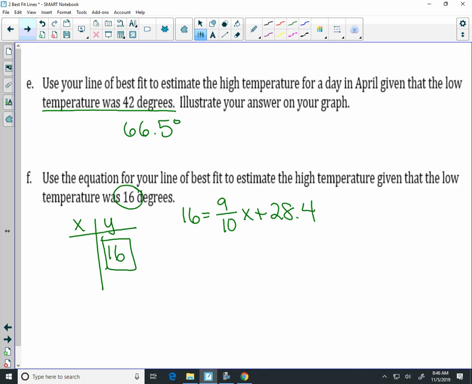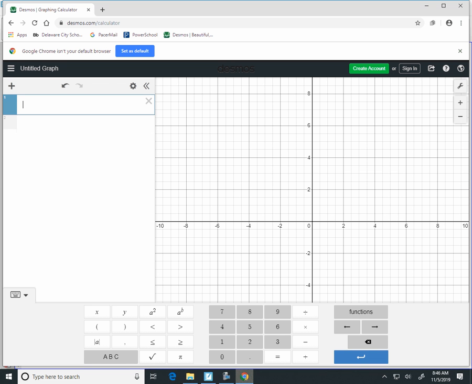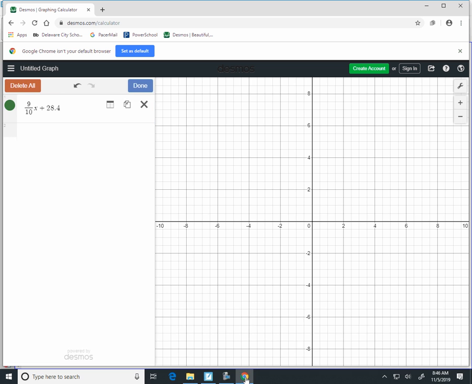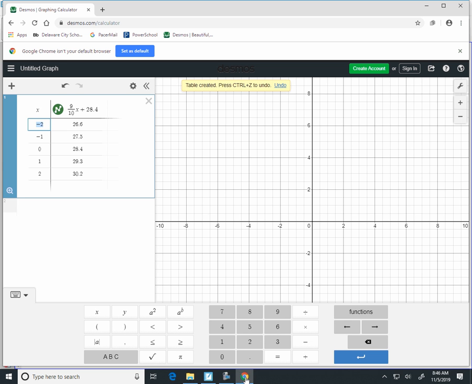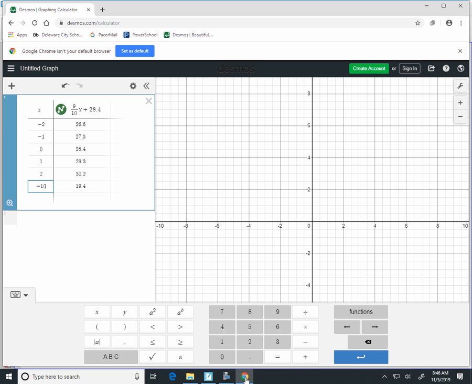Do you guys like using Desmos like that, kind of backwards, better? Okay, so I will do that. So 9/10 x plus 28.4. And then if we pull up that table, we're looking for 16. So I need to go backwards because at -2 on my x, I'm at 26. So I'm going to go, I don't know, -10.